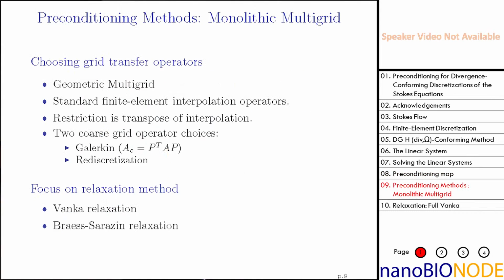All right, so let's start by talking about monolithic multigrid. So we're going to fix our grid transfers. And we're just going to do geometric multigrid, standard finite element interpolation operators, and then R equals P transpose. And we're going to consider the two different, well, actually, we're only going to consider Galerkin operators, but we're going to see that they tend to have some problems for this problem, and so we're going to look at rediscretization results as well. And then what we're really comparing here is the relaxation scheme.